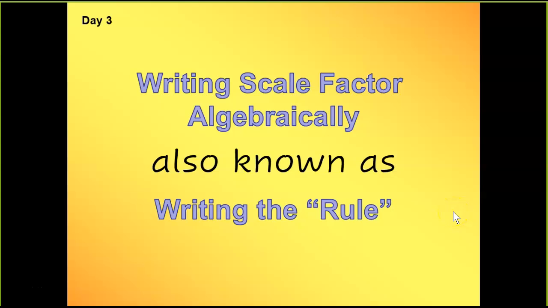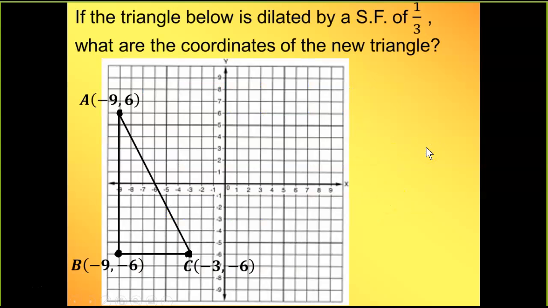All right, so before we get into the notes, I want to review a little bit of questions from yesterday. So let's look at this problem. This isn't in your notes, we're just going to review first. If the triangle below is dilated by a scale factor of 1/3, what are the coordinates of the new triangle?